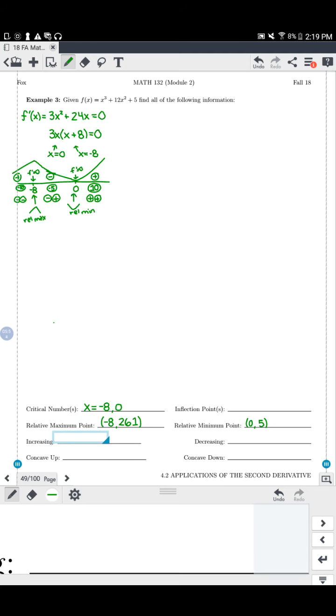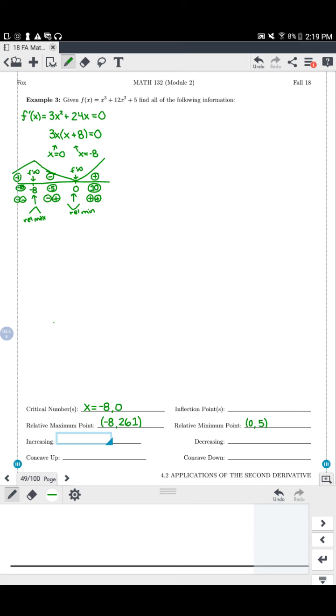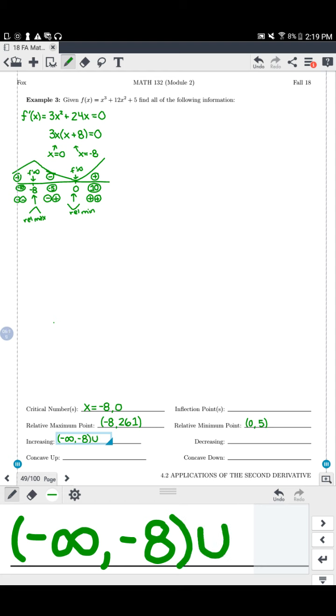Anything else from the first derivative I want to fill out now? Increasing and decreasing, that is first derivative information. So increasing is wherever the first derivative was positive. And remember, we should only have infinities and our critical numbers here. So from negative infinity to negative 8, I have a positive first derivative, which means I'm increasing. Union, I have from 0 to infinity.